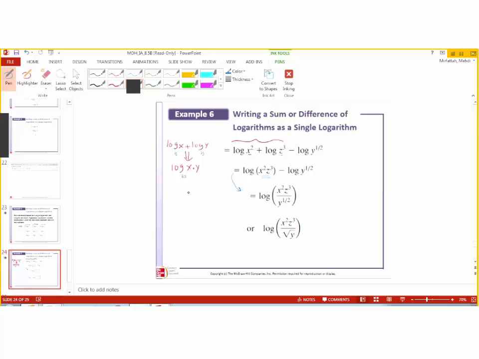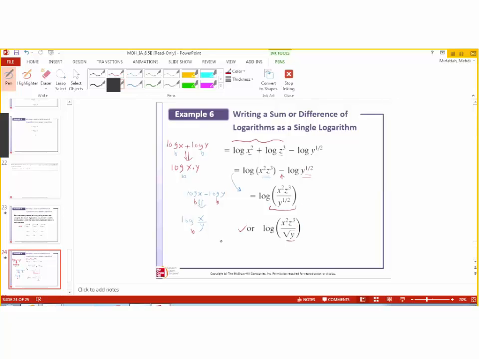Now, from here to here, we use the fact that log of x minus log of y is the same as log of x over y. Again, the bases are the same. That's what we're doing here. Because of this subtraction, we write it right on top of each other like that. And then we can write y to the 1/2 as y squared.